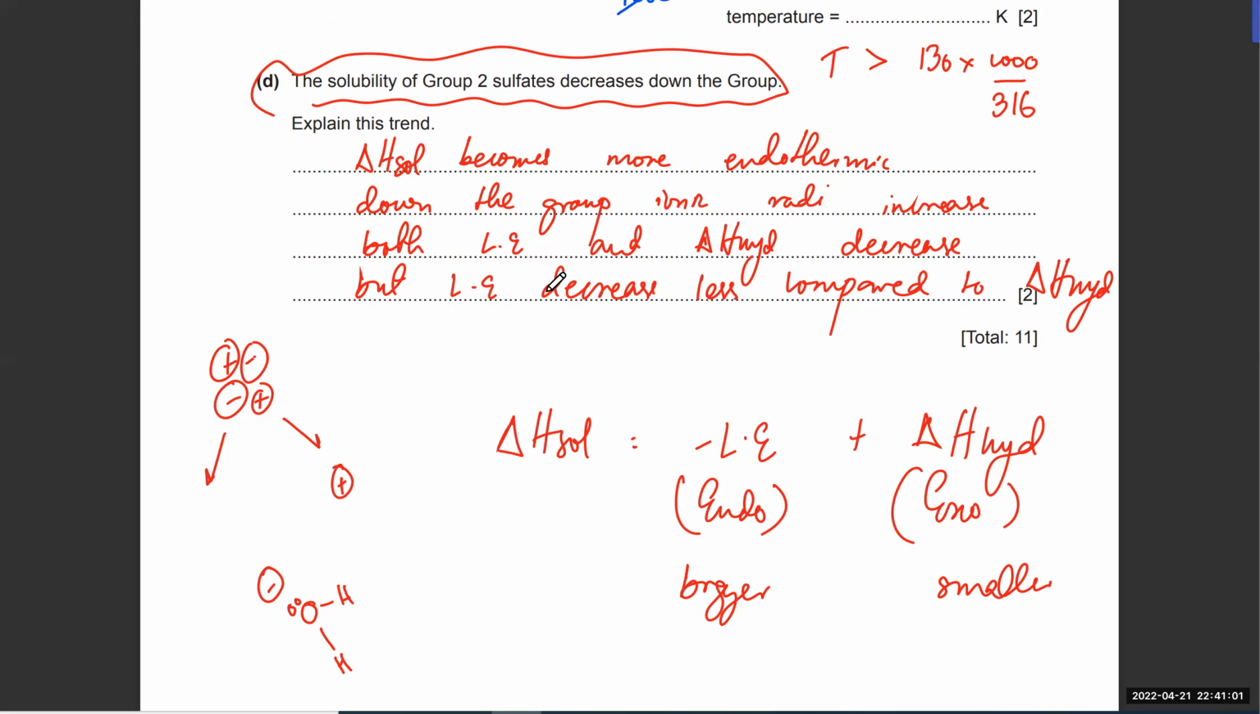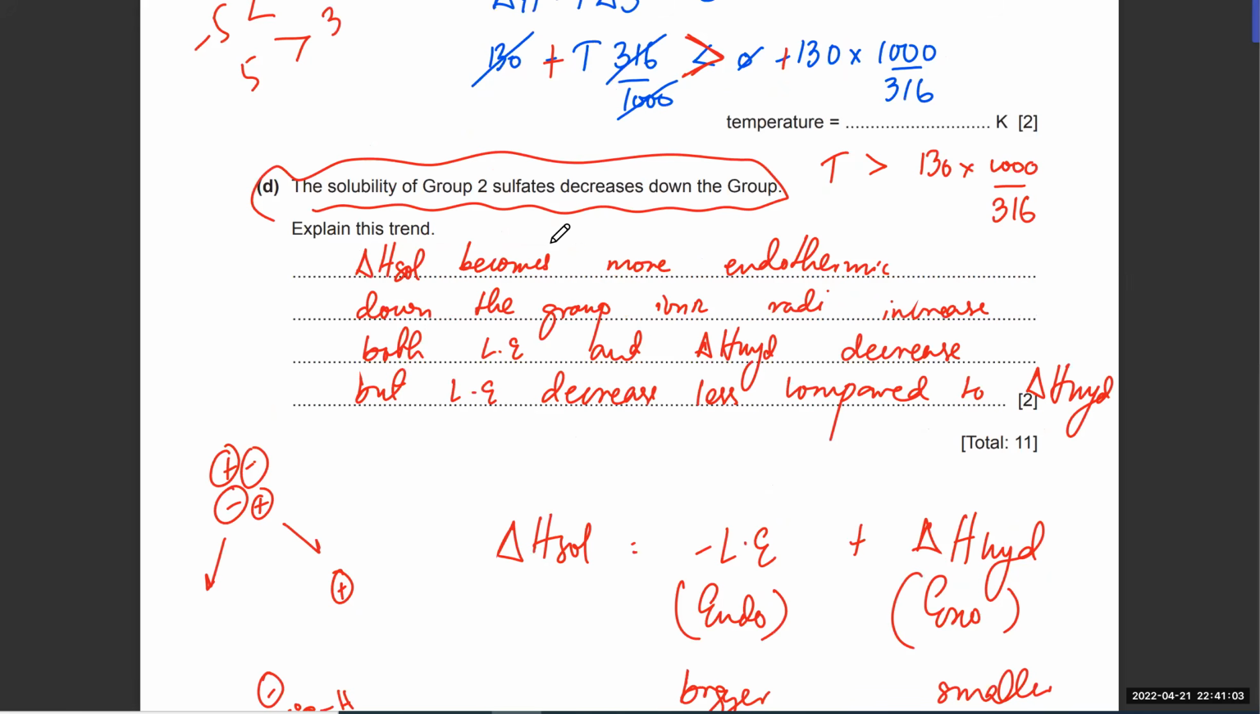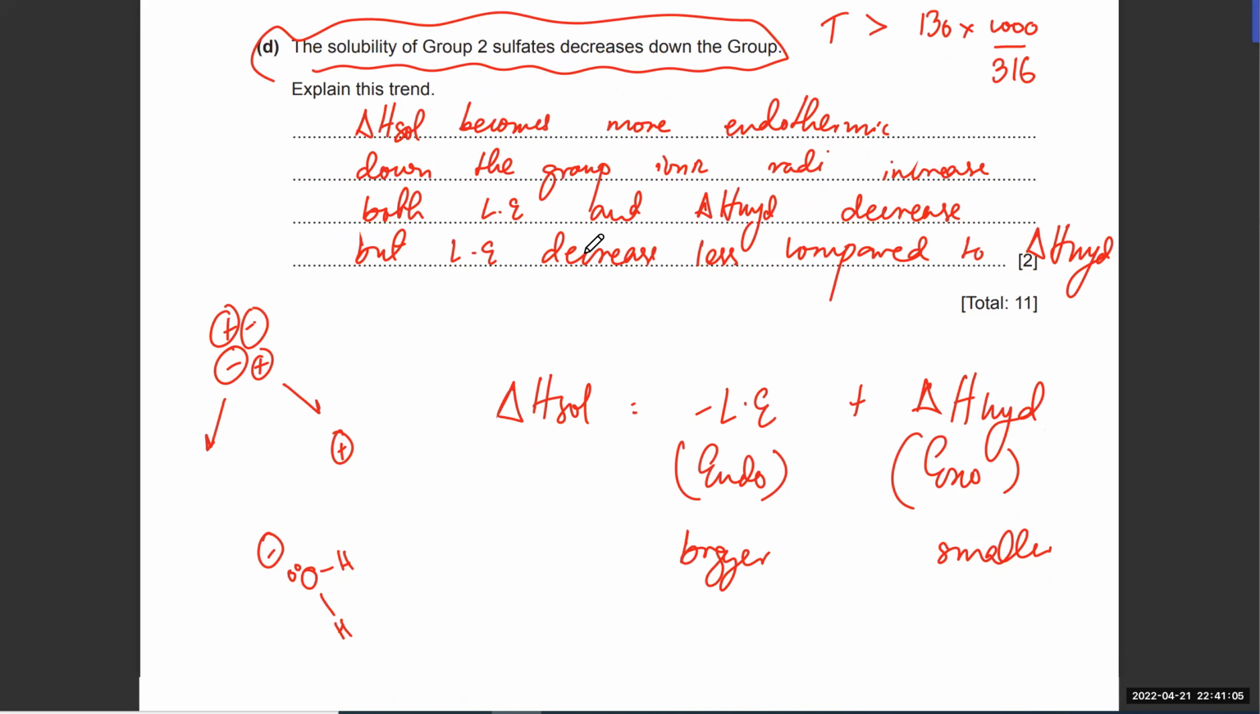It comes in every exam about solubility of group 2 sulfates or hydroxides. For hydroxides, it's the opposite. They become more soluble, so the enthalpy of solution becomes more exothermic. And if it becomes more exothermic, that means down the group it is decreasing. Bigger ions form weaker bonds, but in that case, since it's becoming exothermic, this is relatively bigger compared to this one.